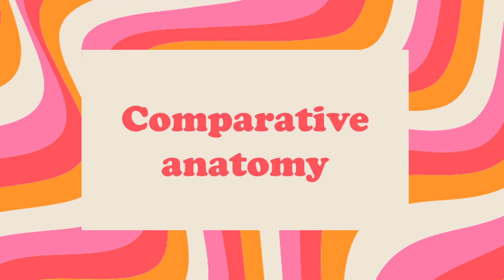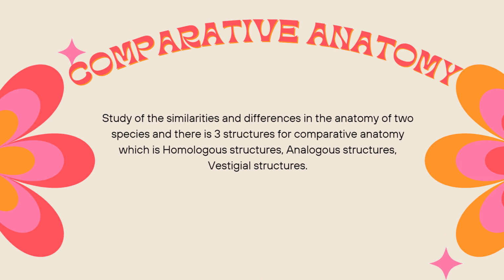Hi everyone, today I'm going to talk about one of the evidence of evolution, comparative anatomy. Comparative anatomy is the study of similarities and differences in the anatomy of two species, and there are three structures of comparative anatomy, which are homologous structure, analogous structure, and vestigial structure, which we are going to discuss today.